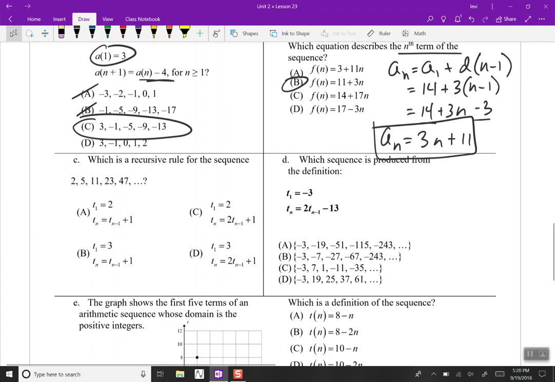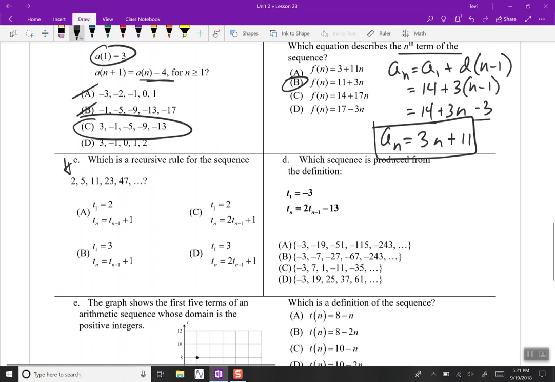C, which is a recursive rule for the sequence. What are we doing? Looks like we're adding 3. Oh, no we're not. 2 to 5, 5 to... so we're multiplying here. What are we doing? So this is saying, so all these, well, this says our first term is 2, right?